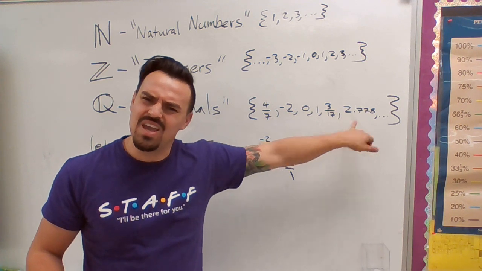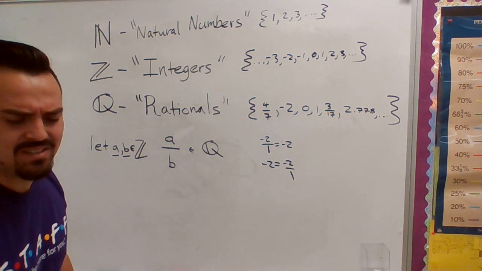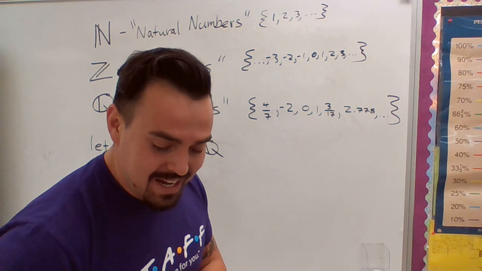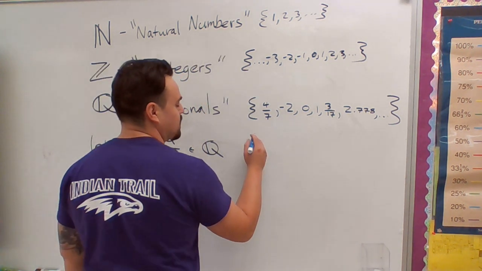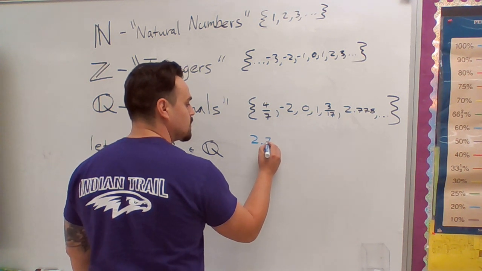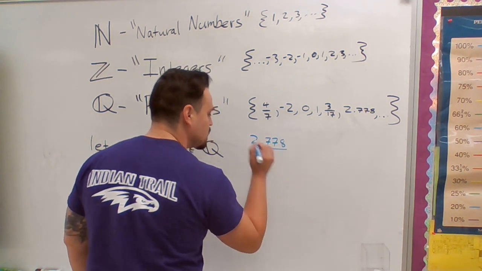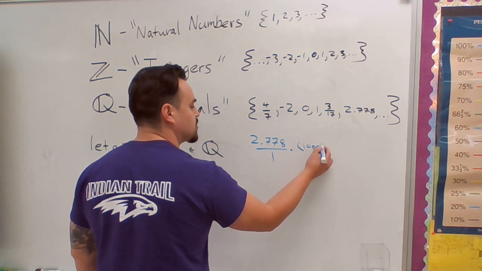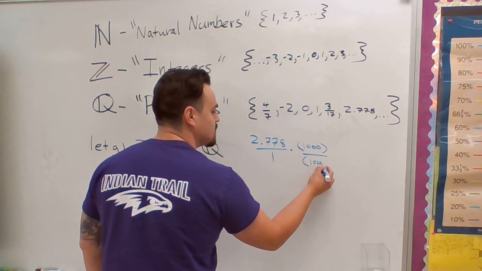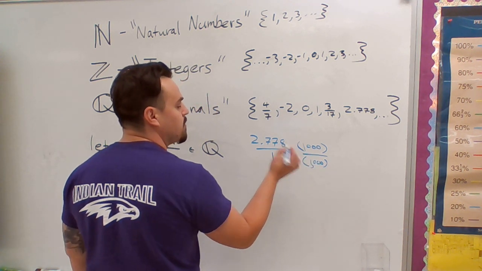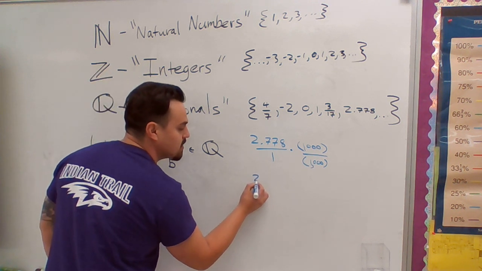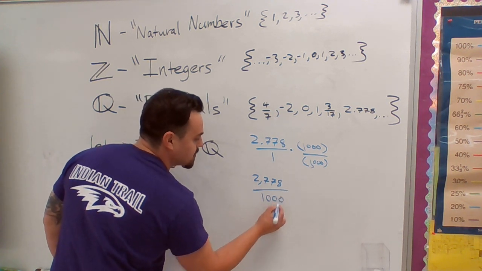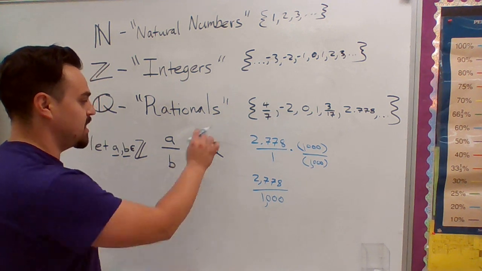But 2.778, how is that rational? Well, let me show you. That is rational because 2.778 is over 1. And if we multiply this by 1, it won't change it. And 1,000 over 1,000 is really just 1. 1,000 divided by 1,000 is 1. And if I multiply the numerator by 1,000, I'll be left with 2,778 divided by 1,000, which again is rational. Integer divided by an integer.